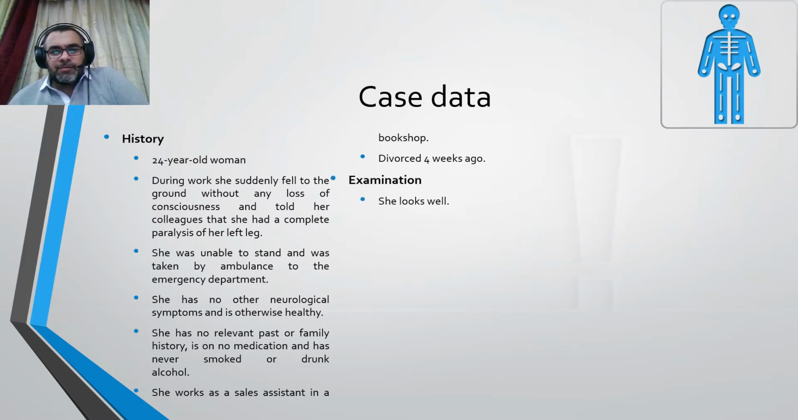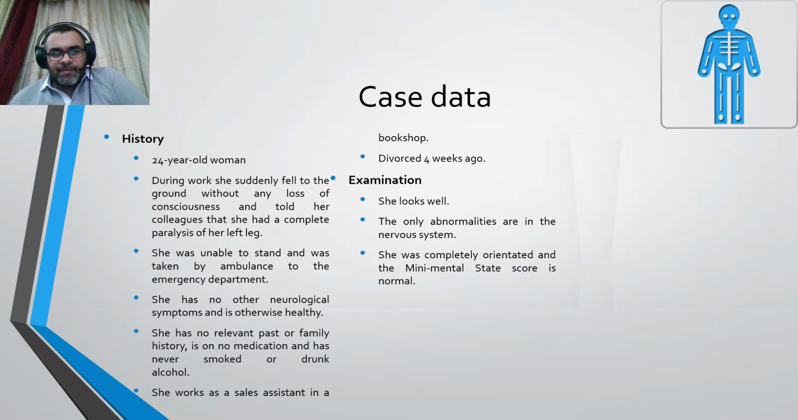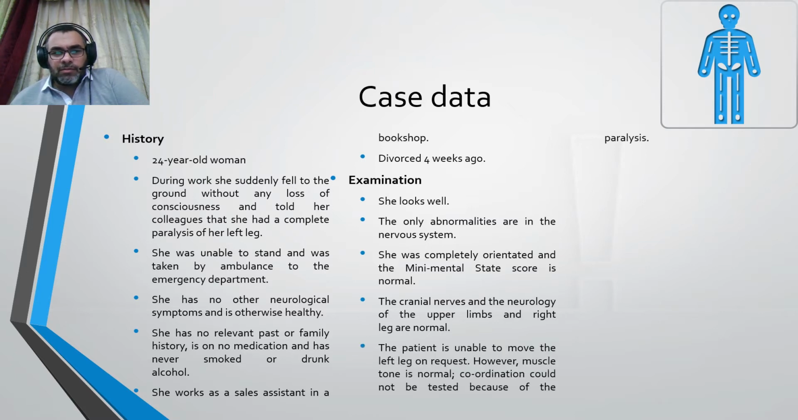On examination, she looks well. The only abnormalities are in the nervous system. She was completely oriented and the mini mental state score is normal. The cranial nerves and neurology of the upper limbs and right lower limbs are normal. The patient is unable to move the left leg on request. However, muscle tone is normal. Coordination couldn't be tested because of the paralysis.